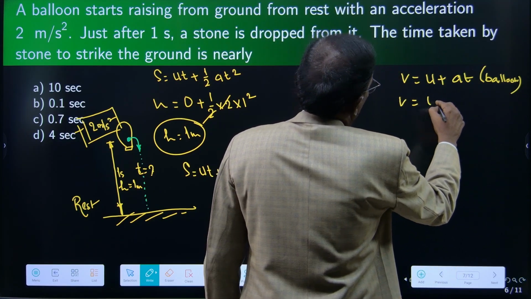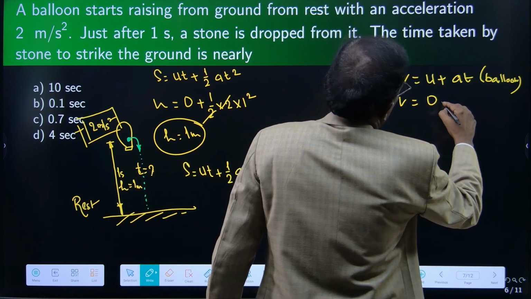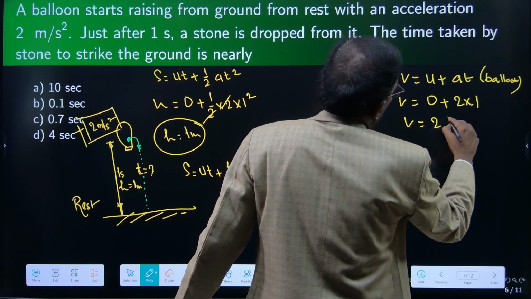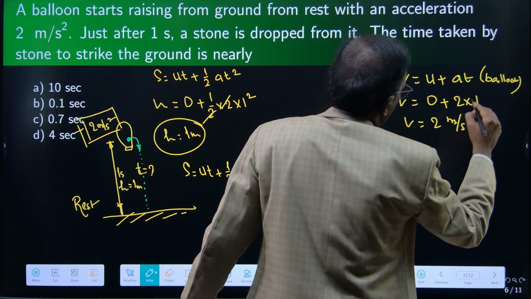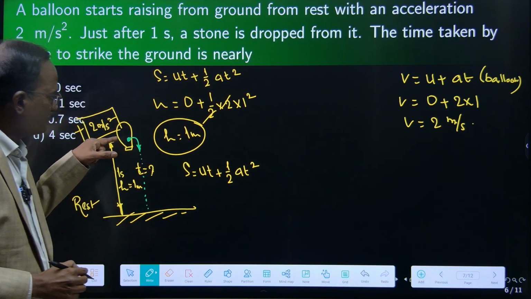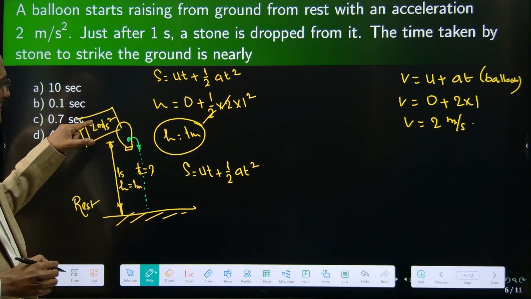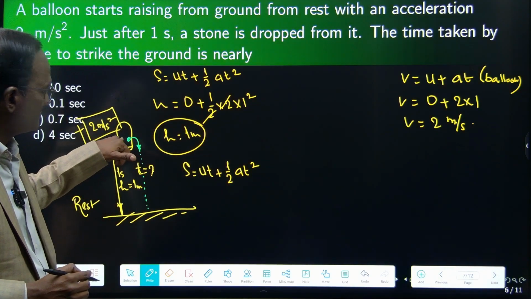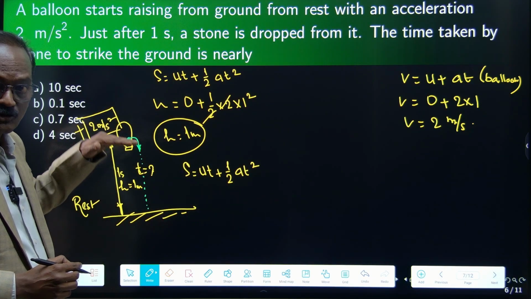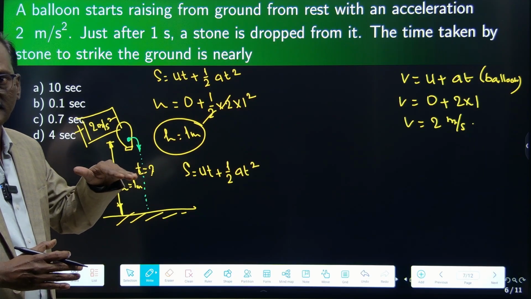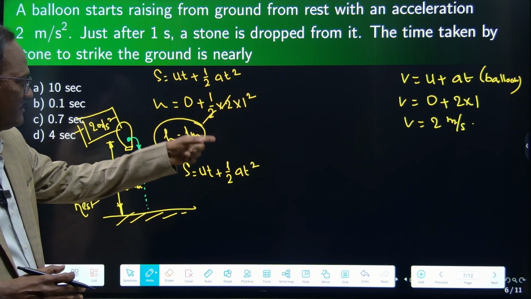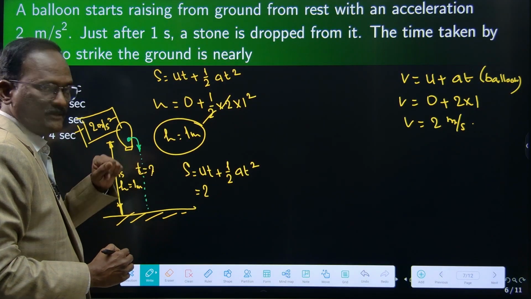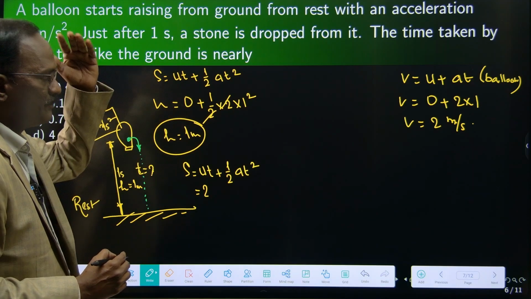v is equal to u, which is 0 because it is from rest, plus a, which is 2, and the time is equal to 1. So v is equal to 2 meter per second. At this point, velocity of the balloon is 2 meter per second. So at this point, the stone will also have 2 meter per second velocity. That will be the initial velocity. Yes, 2, plus symbol because initially it is having upward motion.